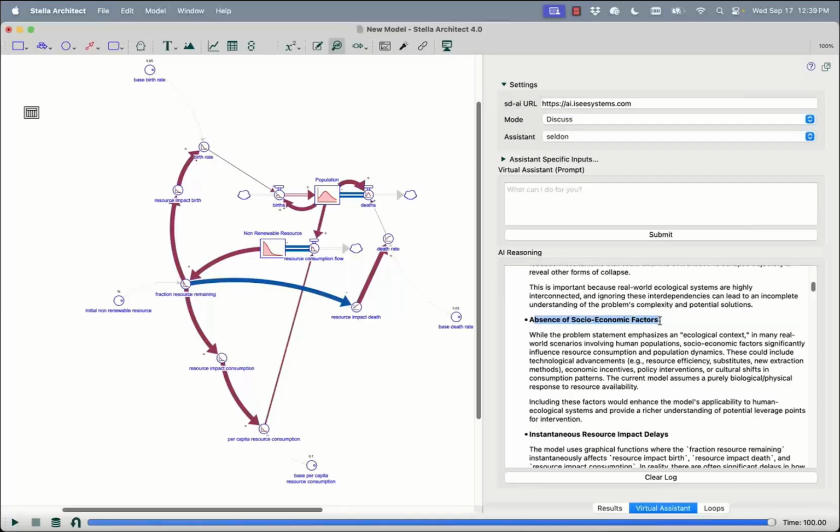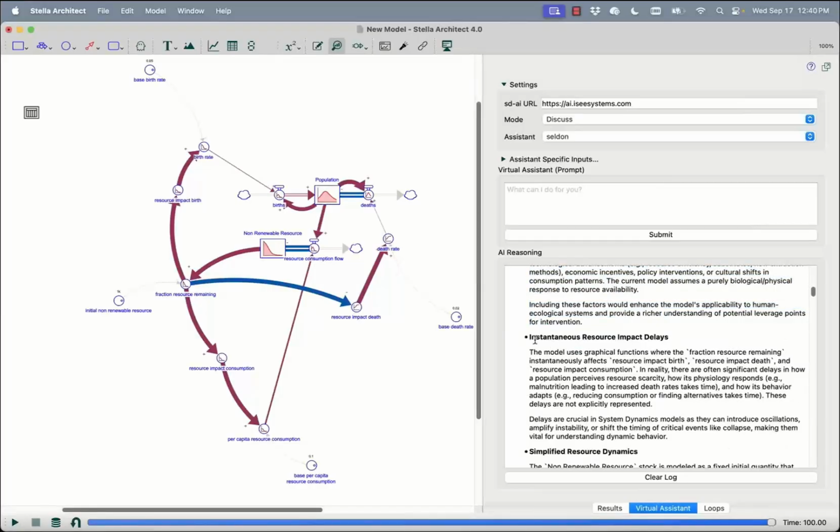It says, hey, there's an absence of socioeconomic factors. Well, we didn't name our population variable all that well. It's just called population. It doesn't know if it's people or rabbits or foxes or bacteria. It has no idea. In this case, it looks like it's assuming that it has something to do with humans, hence why the socioeconomic factor critique. We could probably write that one off and know that we should change this to be population of critters.